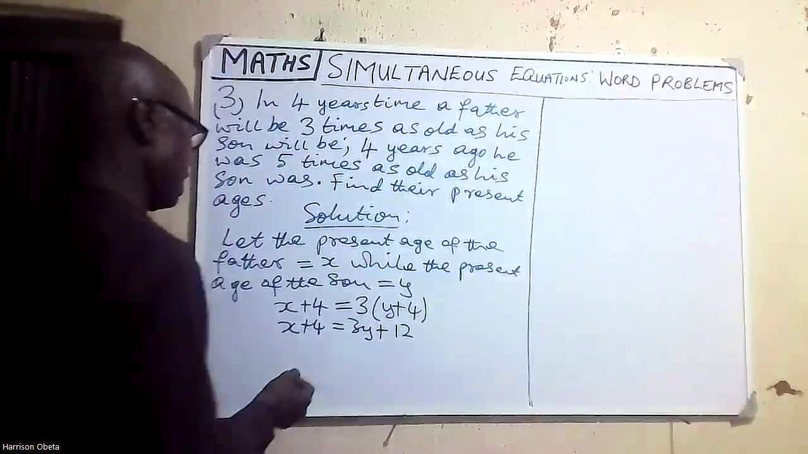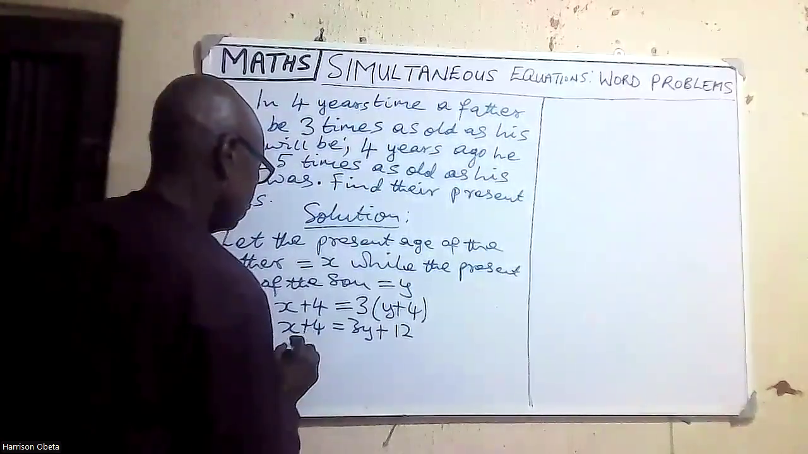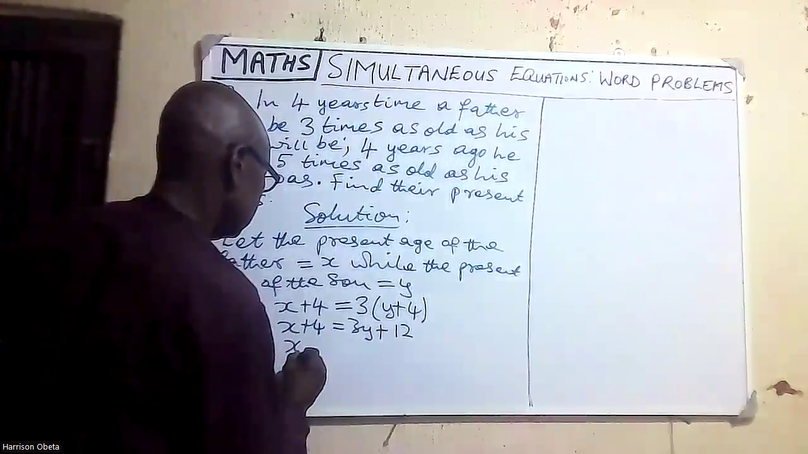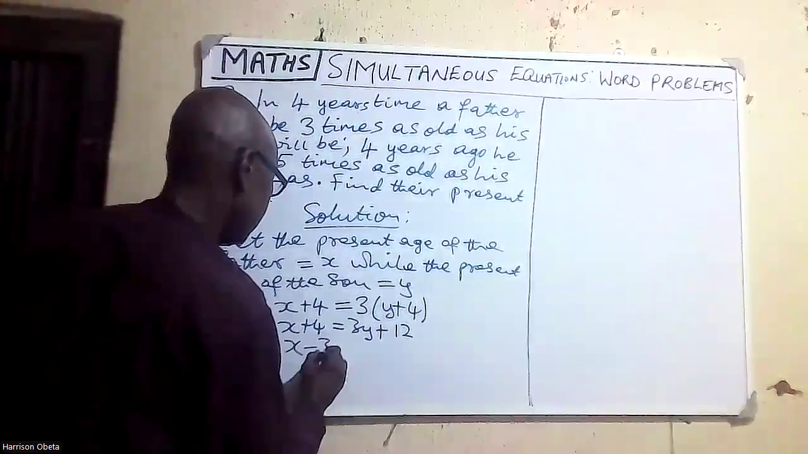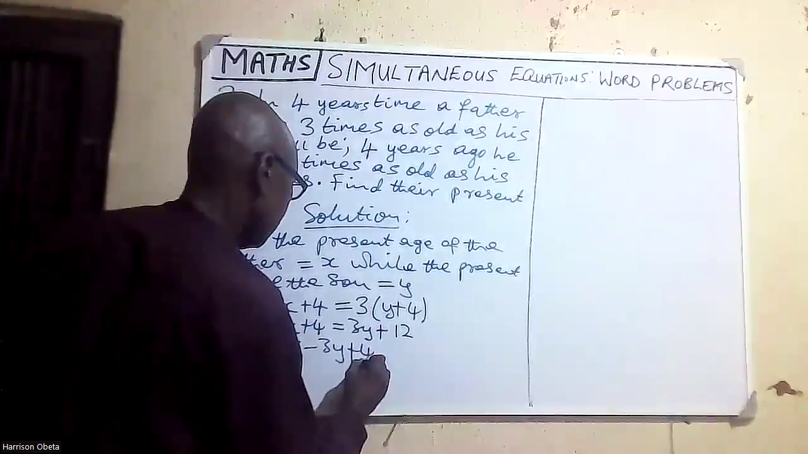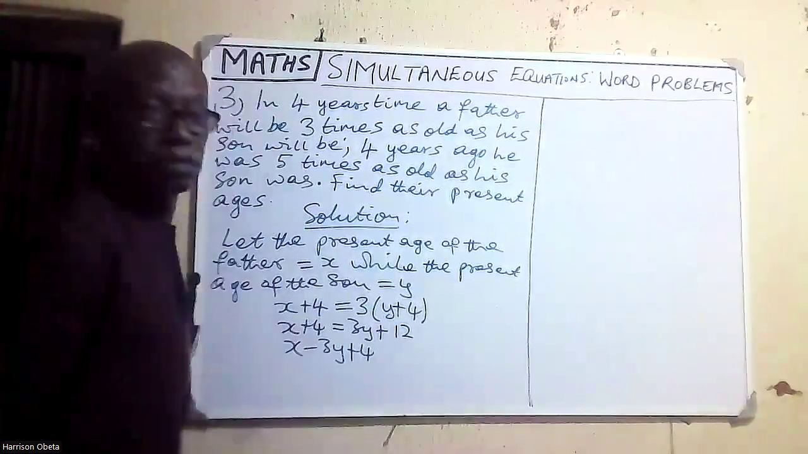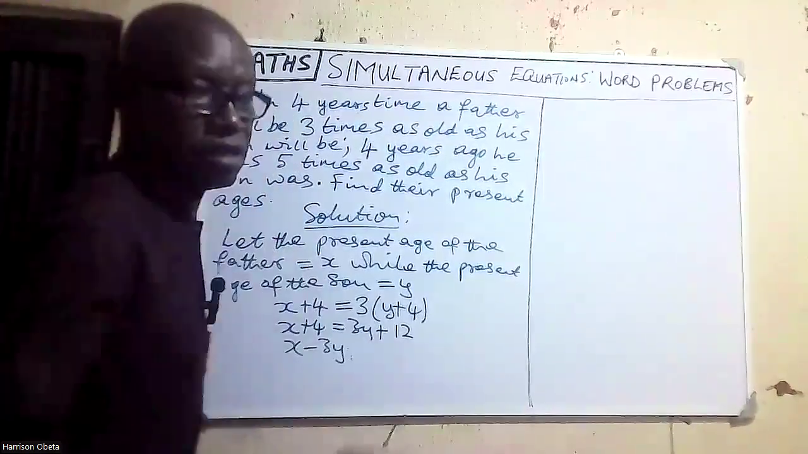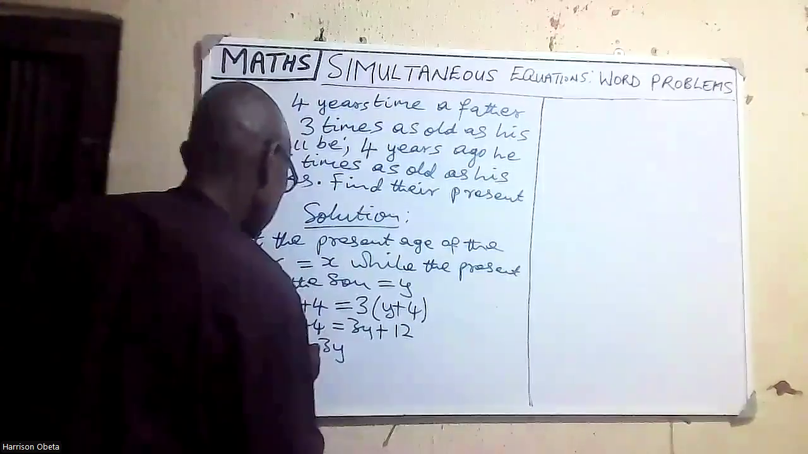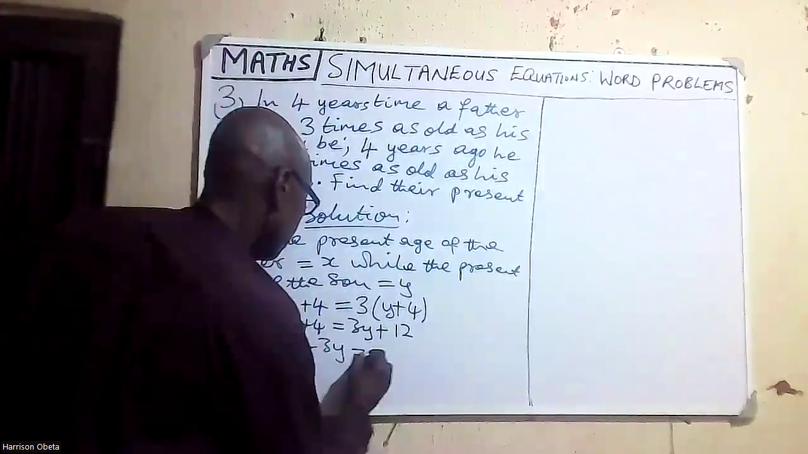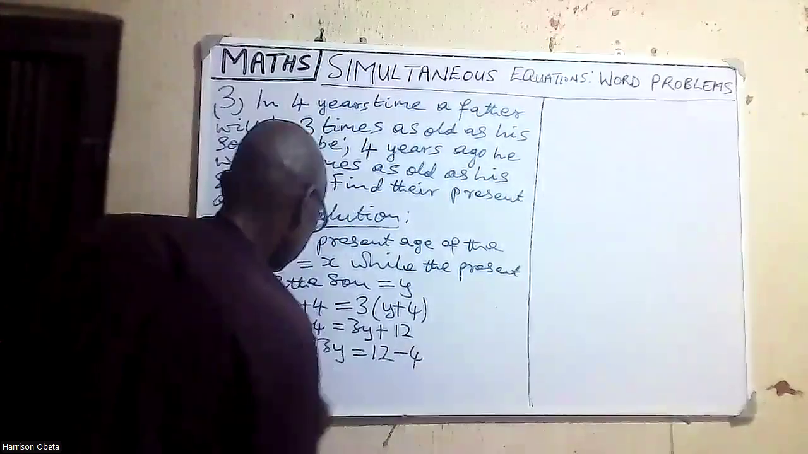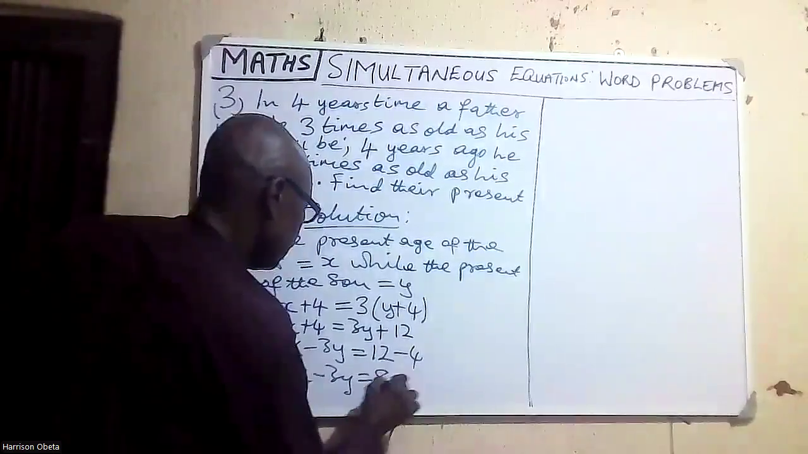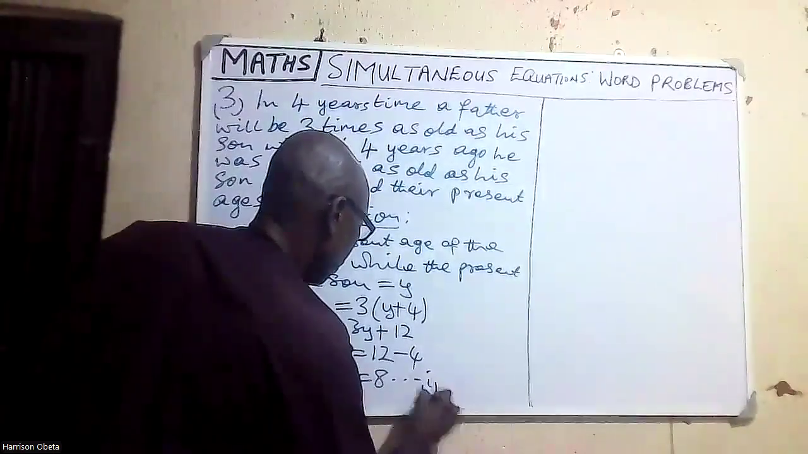So bringing them together, we are now going to have x minus 3y, bringing letters together and ordinary numbers together, x minus 3y will be equal to 12 minus 4. And that means that x minus 3y is equal to 8. I'll call this equation 1.